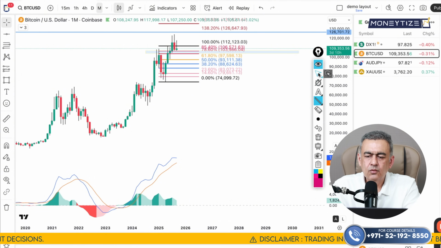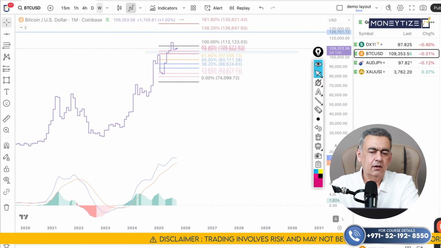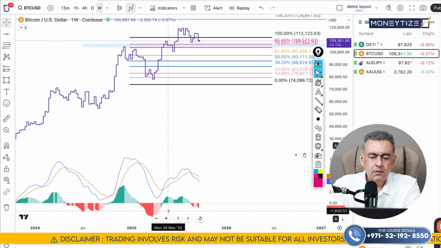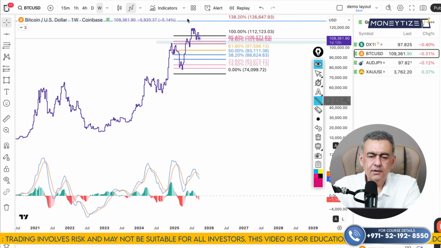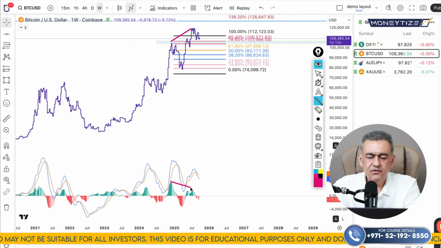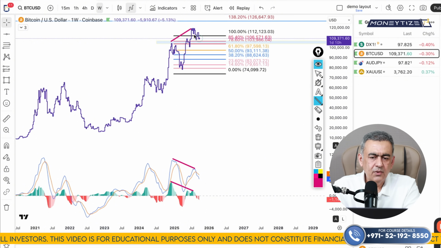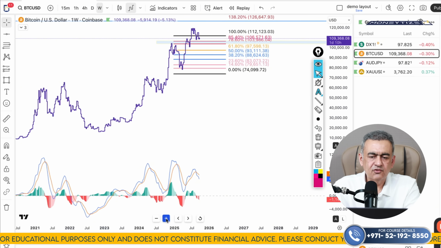Now let's move down to weekly chart. I'm switching back to line chart and moving to weekly chart now. On the weekly frame, I can see here loss of bullish momentum due to bearish divergence. So here we have higher high formation with bearish divergence on histogram and bearish divergence on MACD lines. So due to this bearish divergence, I'm expecting short-term correction here.